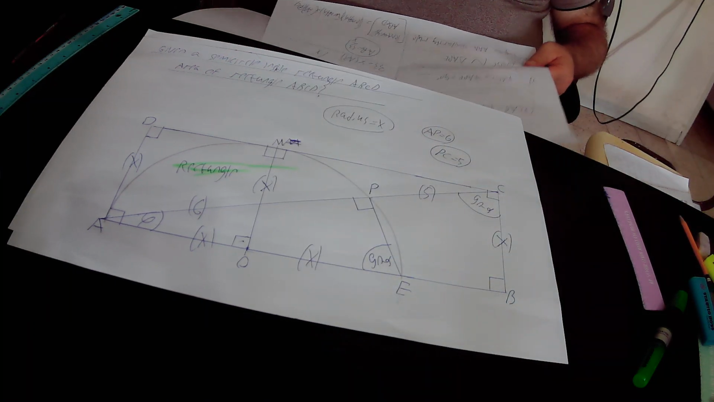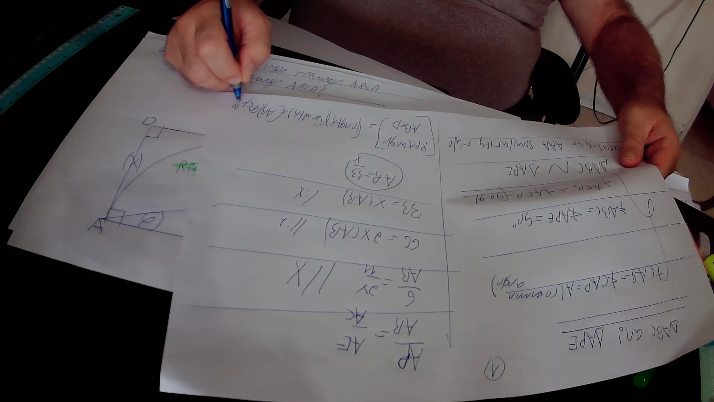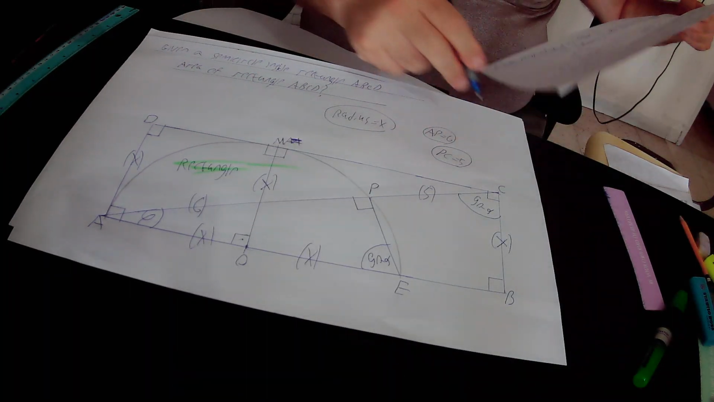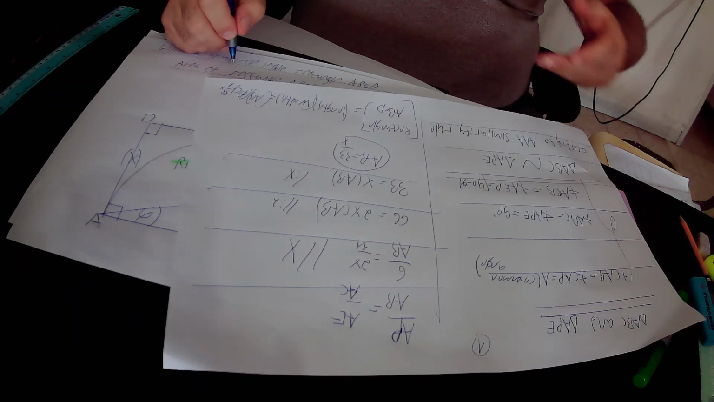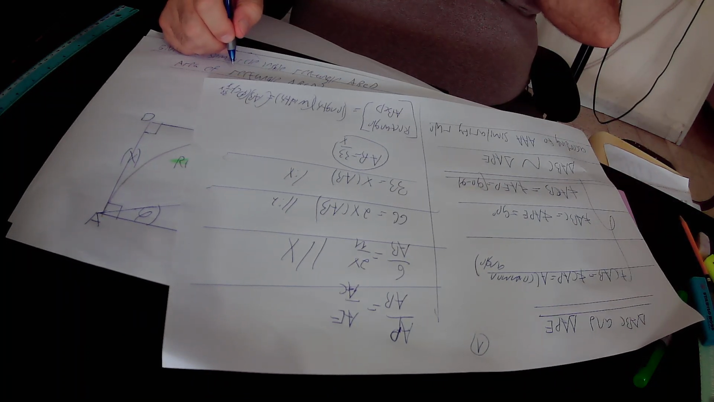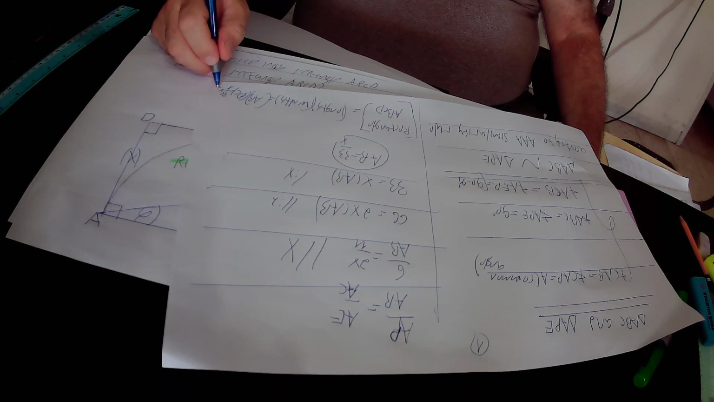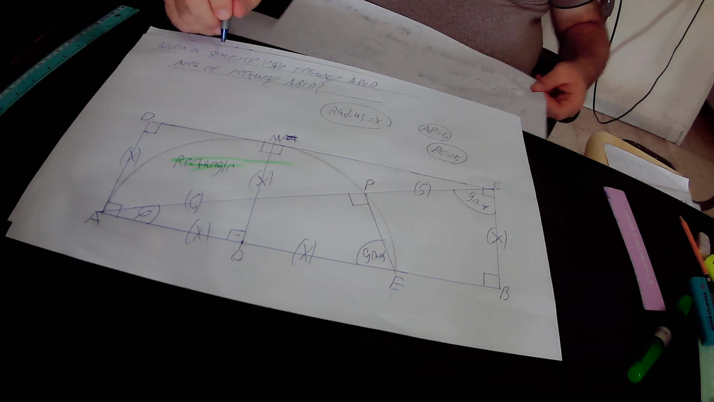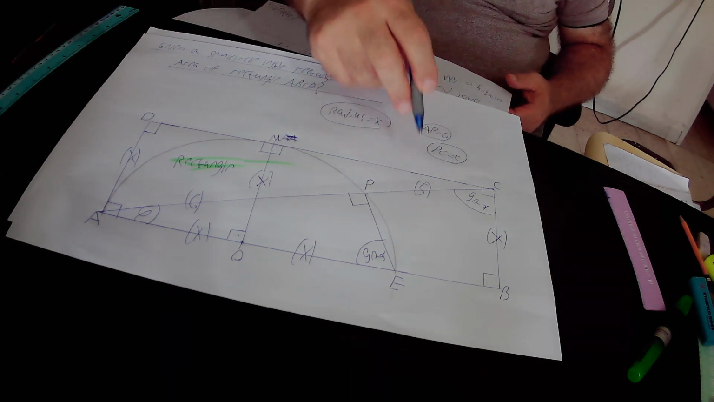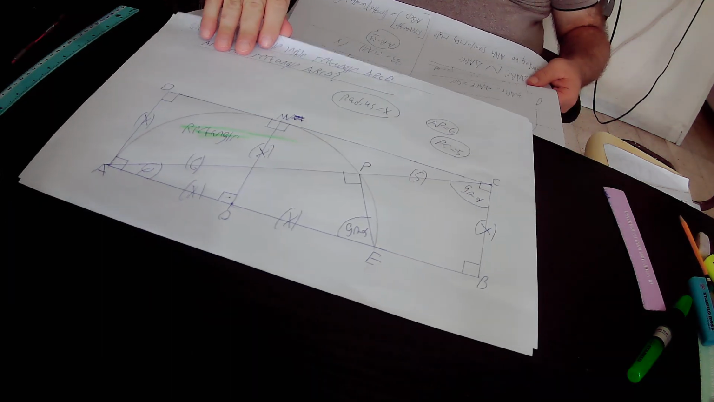AB is 33 over x. DC is x. 33 over x times x is 33. But we have x in the numerator and x in the denominator, so x will get cancelled, and we are left only with 33. So in total, we found out the area of this rectangle ABCD is equal to 33 square units. So we finish with the first question.